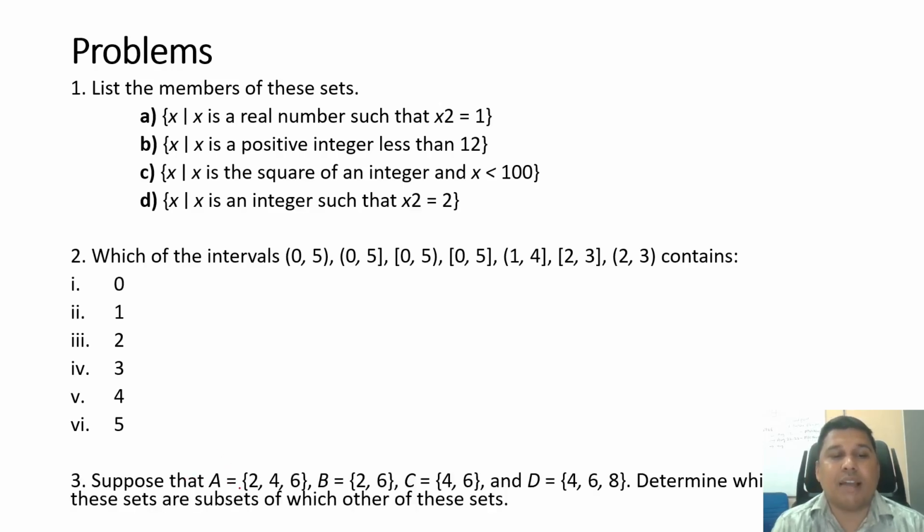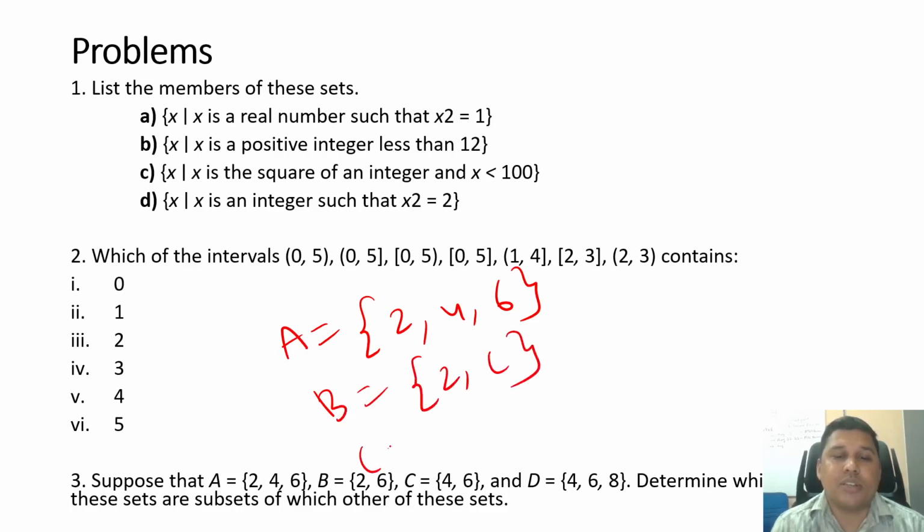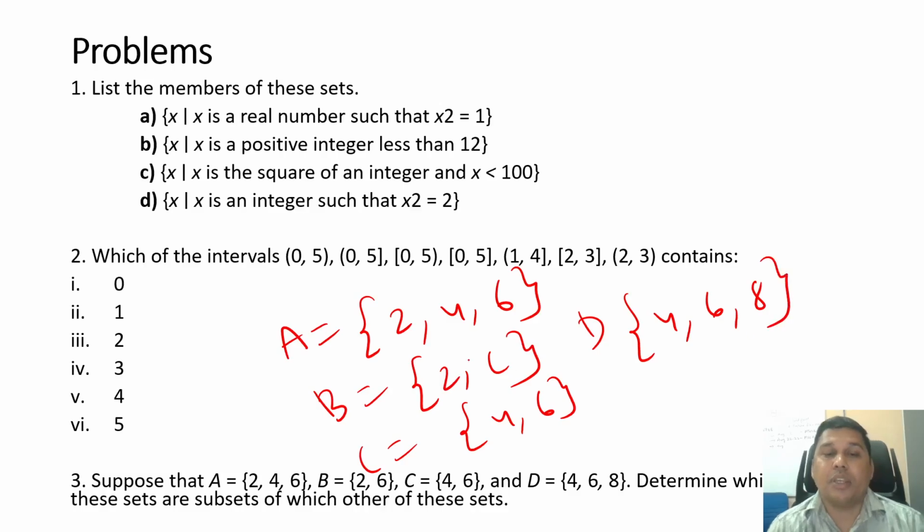Suppose we have a third question, let's see. We have four sets A, B, C and D. Determine which of these sets are subsets of each other. So we are given four sets, and you have to find out which of these are subsets of each other. Let's see. A is given as 2, 4 and 6. B is given as 2, 6. C is 4, 6 and D is 4, 6 and 8.